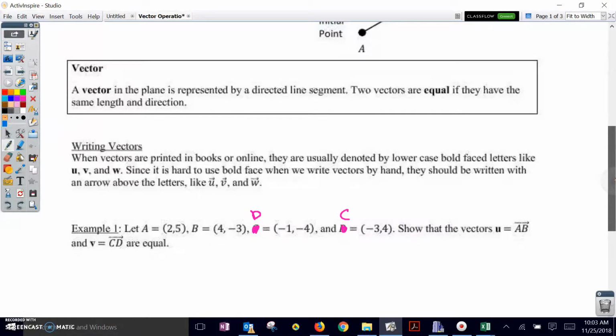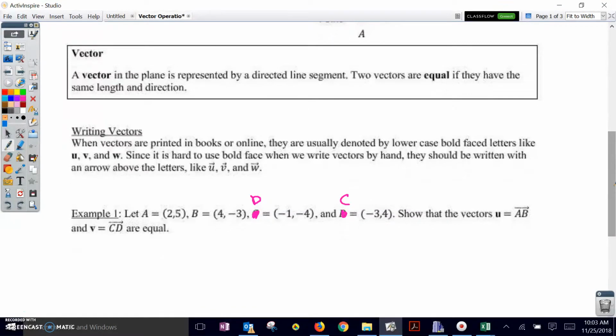Now in order for two vectors to be equal, they have to have two things in common. They have to have the same length and the same direction. Okay, so we're trying to show here that the vectors AB and CD are equal to one another. So the first thing I'm going to do is find the length of the vector AB. I'm going to find it by using our distance formula.